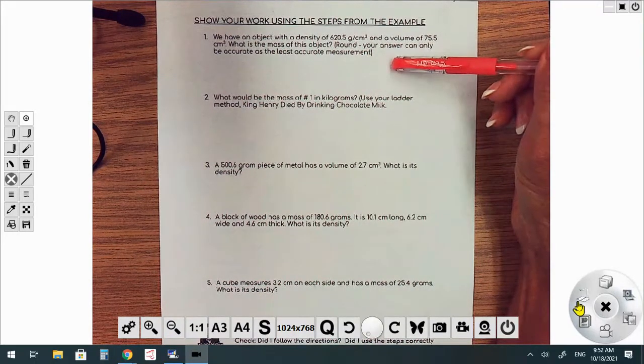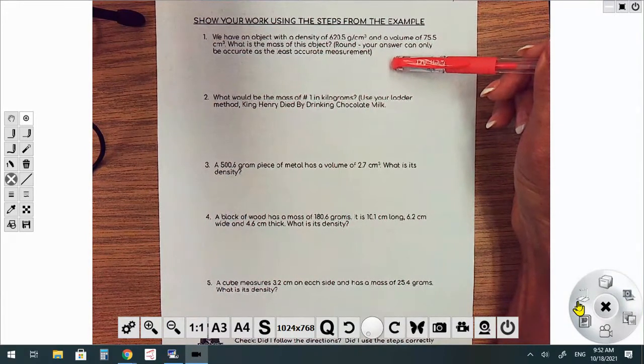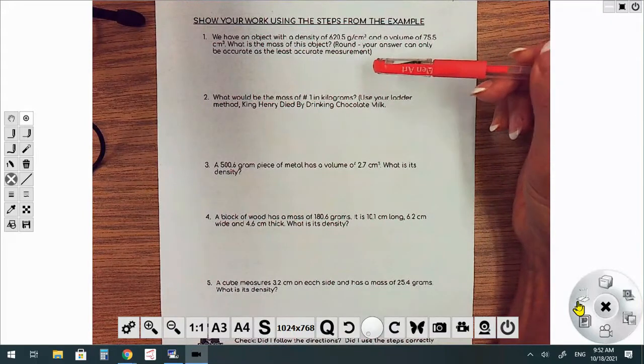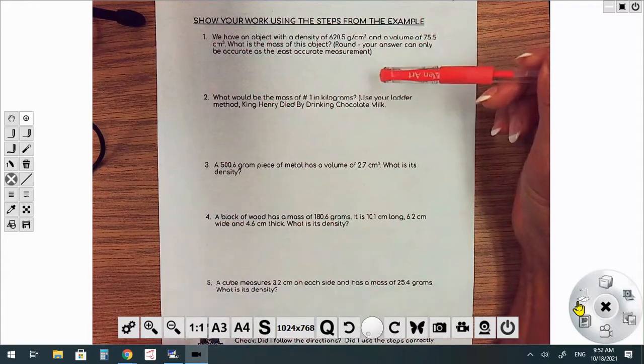To get full credit, you have to show all of your work and get your answer right with the unit correct. If any of that's not there, you get partial credit, which is 1 point for showing your work and 1 point for getting the answer correct.